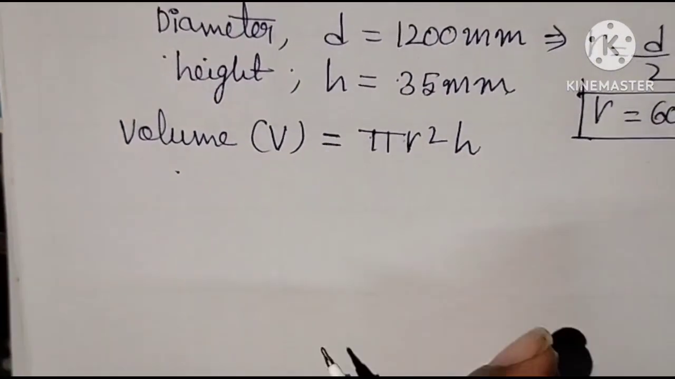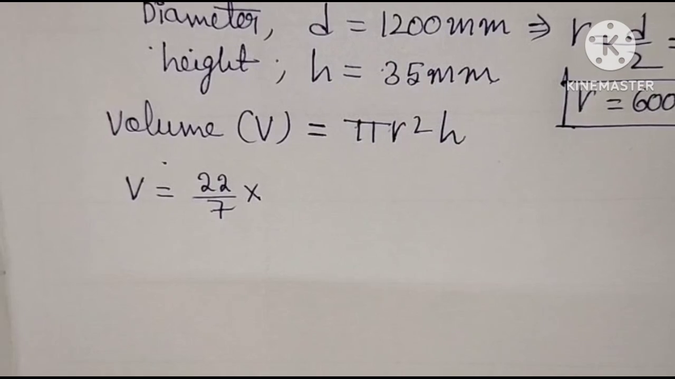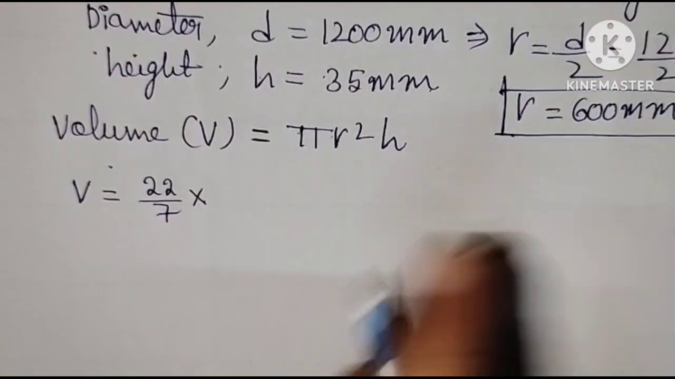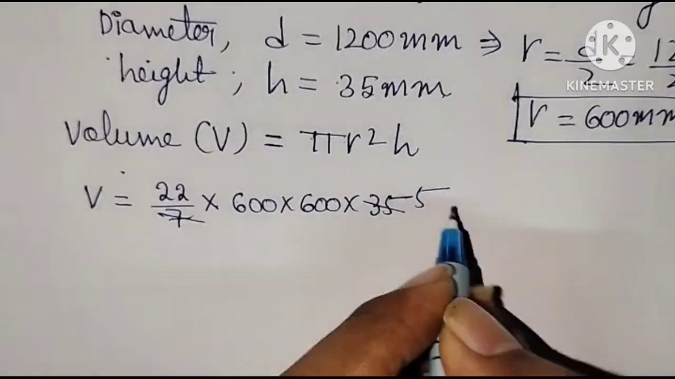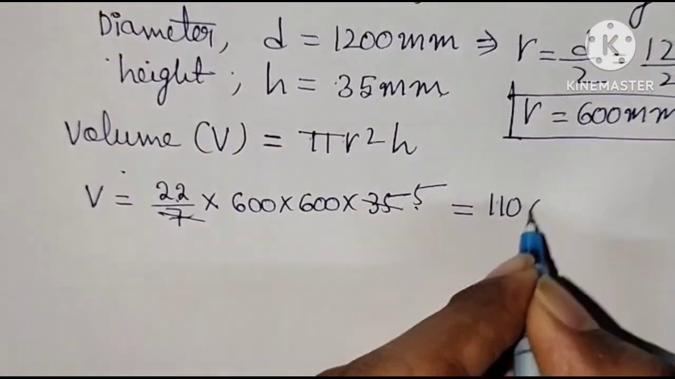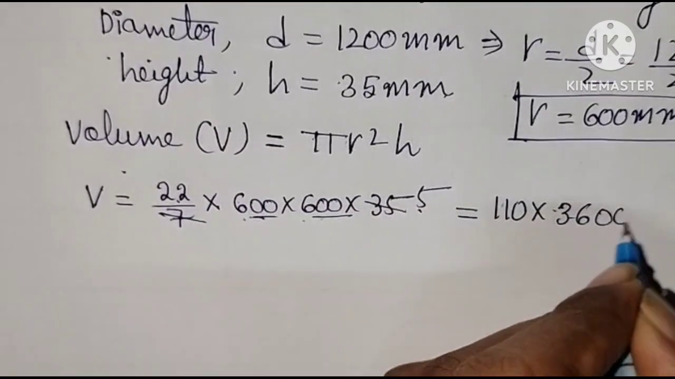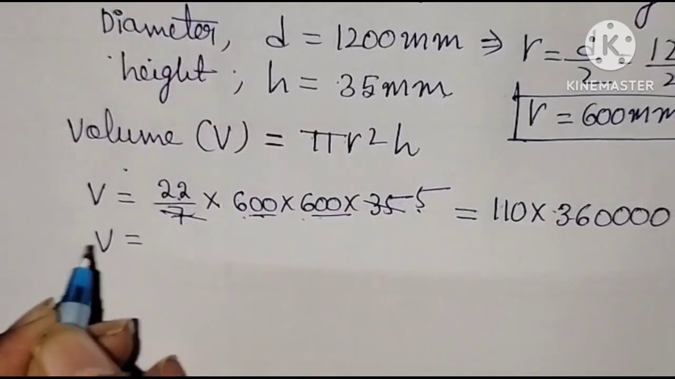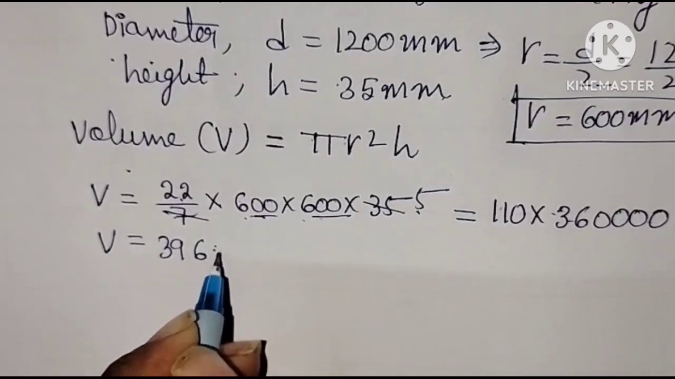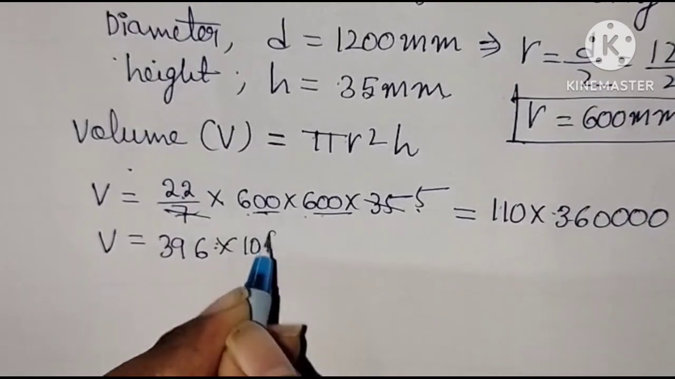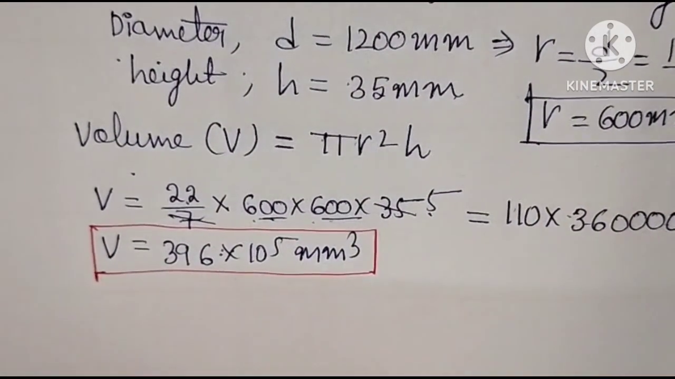Substitute the r value in this formula. V is equal to pi, which is 22 by 7, into r square, which is 600 into 600, into the height 35. 7 fives are 35, and 22 into 5 is 110, into 600 into 600. 6 sixes are 36, with 4 zeros. If you multiply, you will get the volume of the casting. I got around 396 into 10 to the power of 5 mm cube. This is the volume of the cylindrical casting.